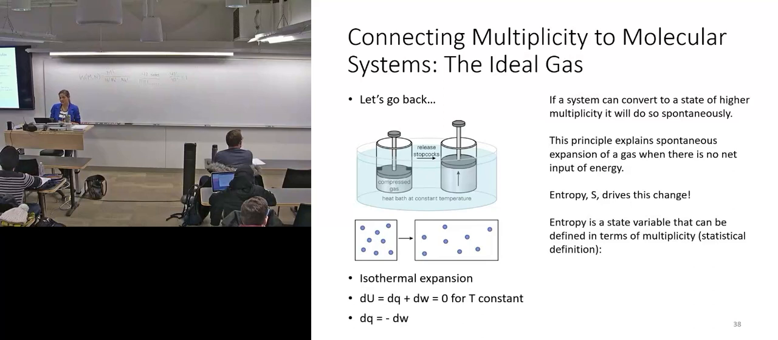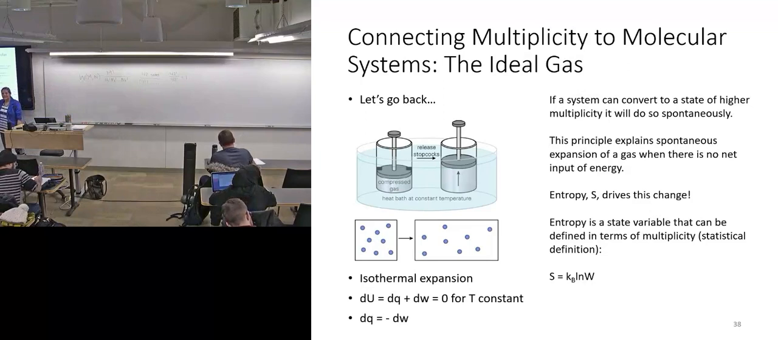So entropy is a state variable that can be defined in terms of multiplicity only. What was a state variable? Independent of path. Great. Yes, a state variable is that at any given moment, I could measure entropy of a system.